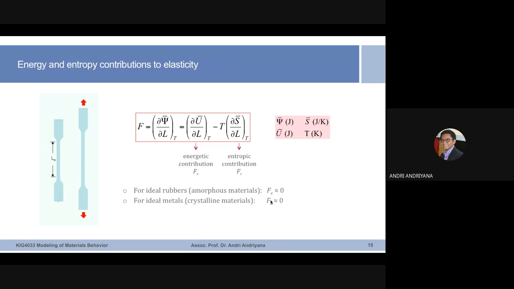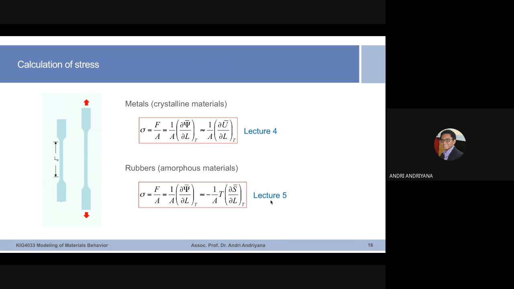So this is the basic foundation from the thermodynamic standpoint, which means that later on, because we want to develop the constitutive equations relating stress and strain, if I put it in a simple way, the stress is simply force over cross section. And the force here, from thermodynamics, is simply the change of the free energy with respect to the deformation. In the case of metals, it comes entirely from the change of internal energy. In the case of ideal rubber, it comes entirely from the change of entropy.